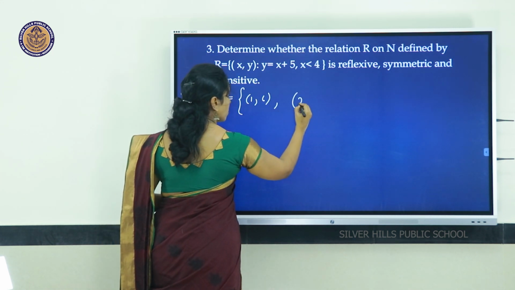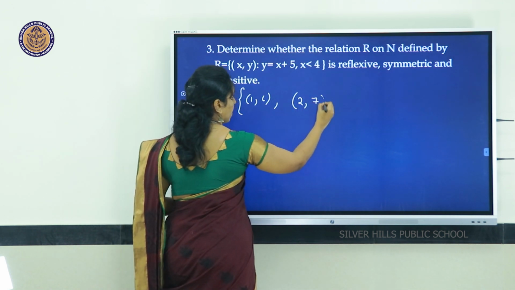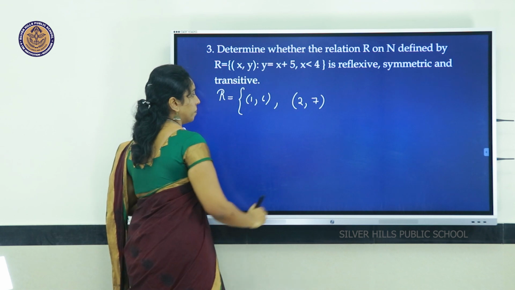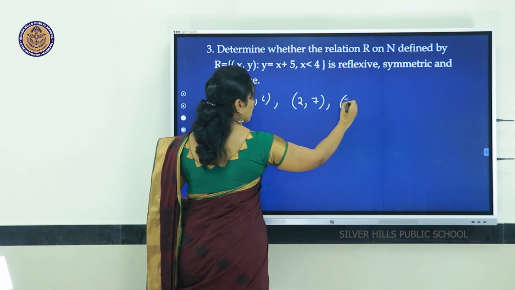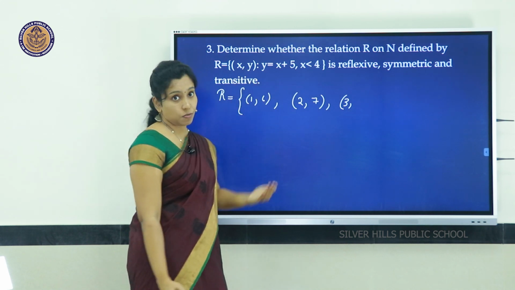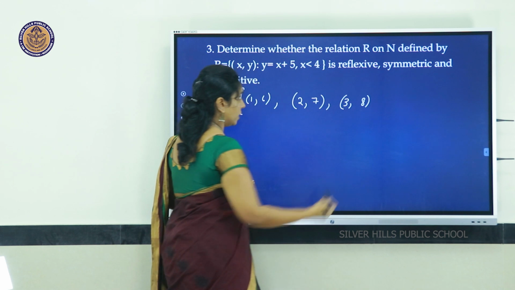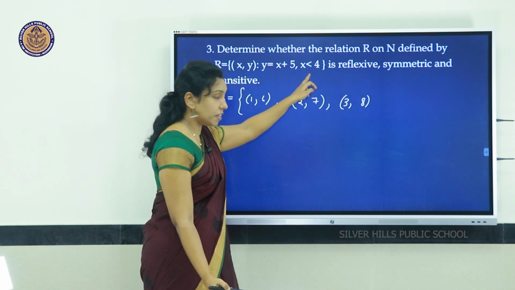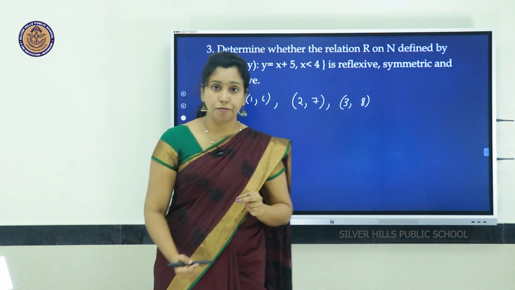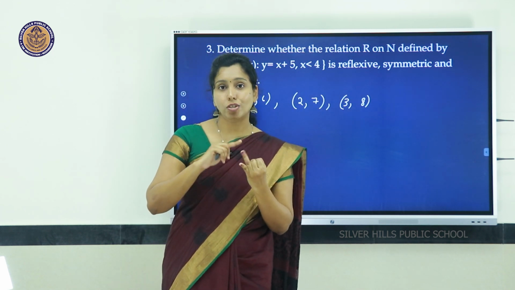Next natural number is 2. So, when x is 2, my y is 7 because 2 plus 5 gives 7. Next x is 3. So, what is my y? 3 plus 5, that is 8. Can I include any other x? No, because the condition is there, x is less than 4. So, I can select only 3 values for x: 1, 2 and 3.